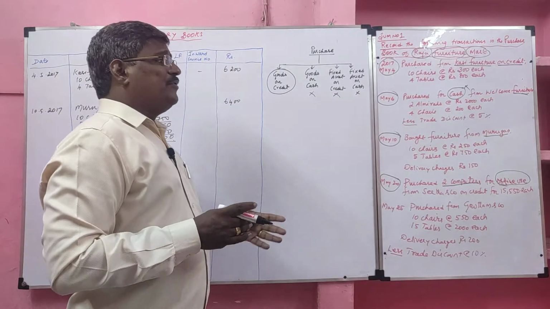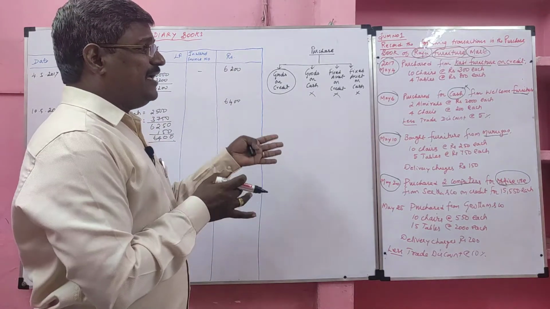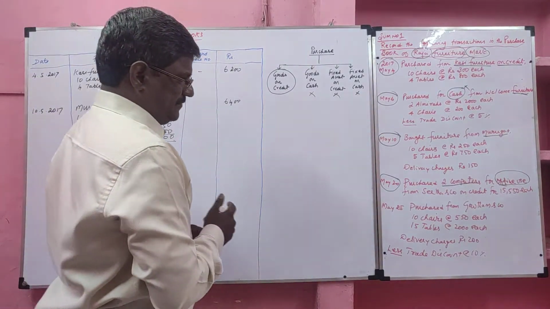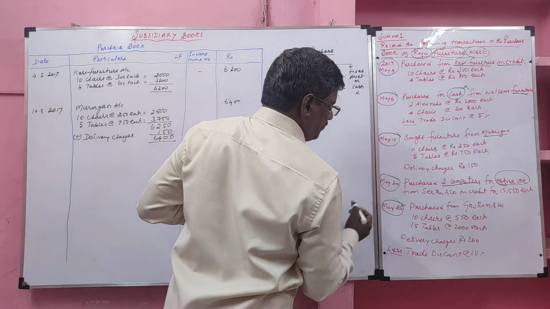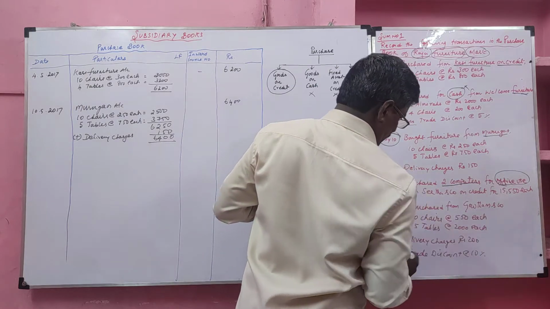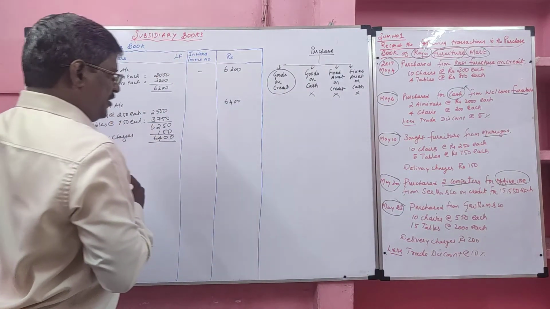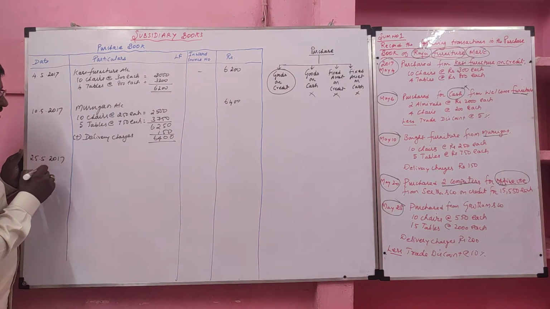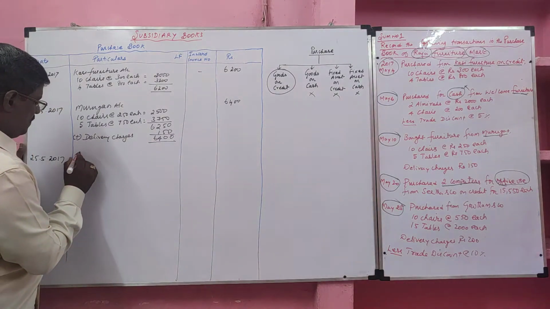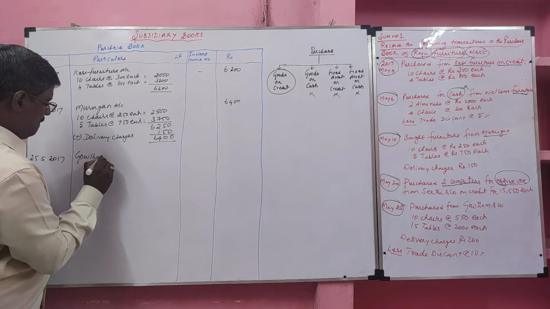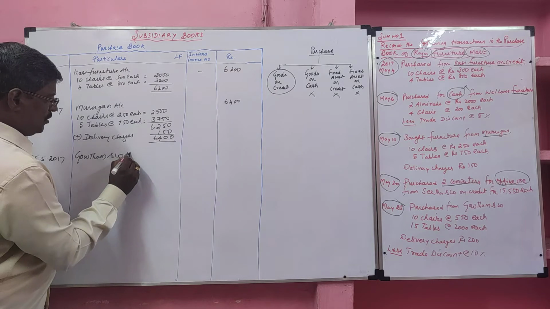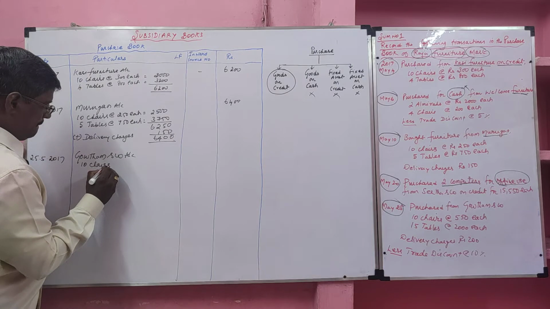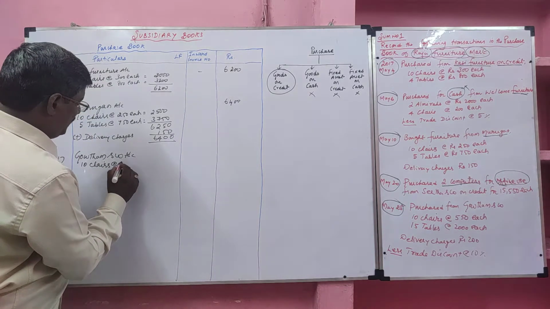So here the computers are considered to be assets of the business. So it will not be recorded in the purchase book. Next, May 25th, purchased from Gautam and Co. 10 chairs. So it will come. 25th May 2017, Gautam and Co account. What they purchased? 10 chairs at 550 each.